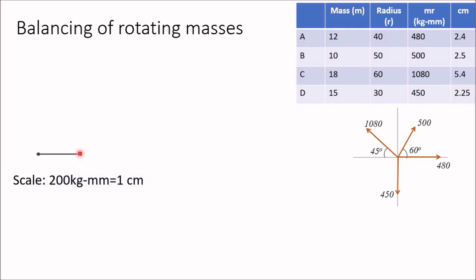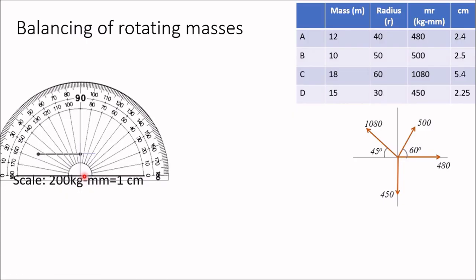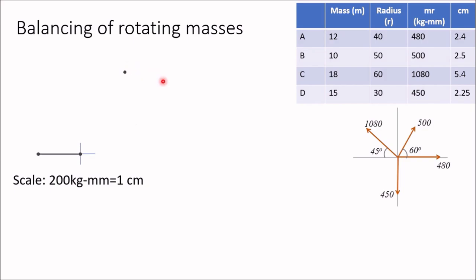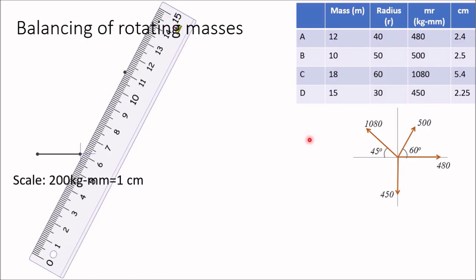Now at this point, draw one plus sign, and from this plus sign put the protractor here and draw 60 degrees to draw this 500. So 60 degrees is, this is 50, this is 60. So somewhere here you will get 60 degrees. This is 60 degrees. Now draw a line. Now the length of the line should be 2.5 centimeter. So put the scale and draw 2.5 centimeter. So this is 2.5 centimeter.